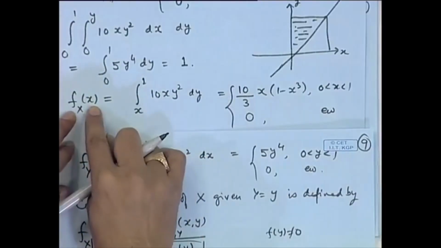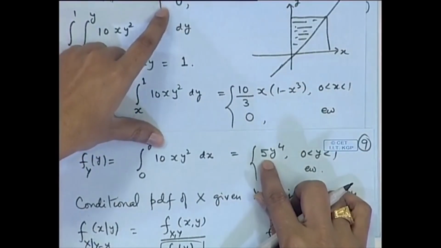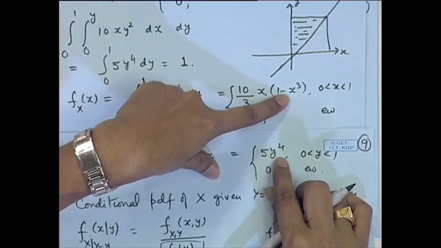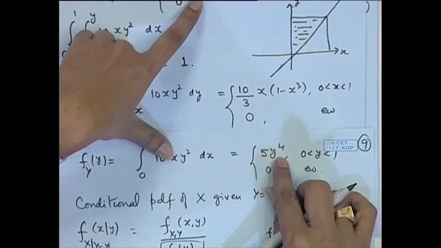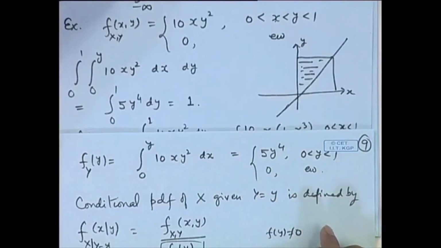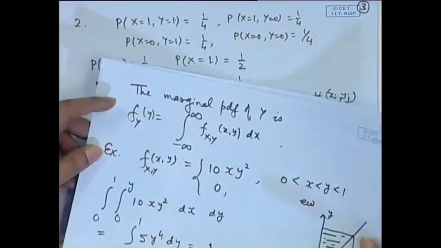So, you can see that the product of f_x and f_y is not equal to f_xy, because the product here will give you 50/3 x (1 - x)^3 y to the power 4, whereas f_xy is 10 x y squared. So, the condition is never satisfied. So, x and y are obviously not independent.